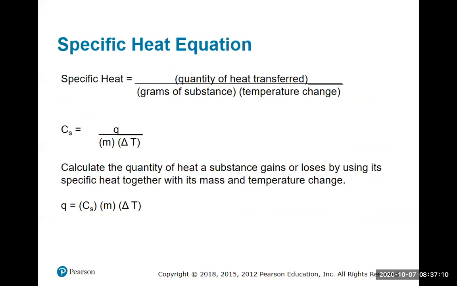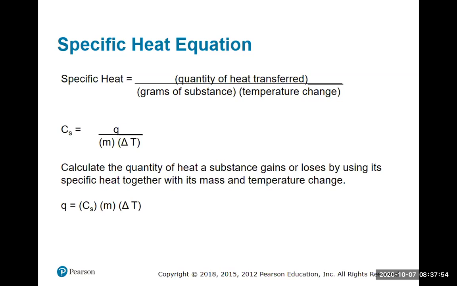So let's take a look at the specific heat equation in a little more detail. Specific heat, in this case, is the quantity of heat transferred divided by grams of substance divided by temperature change. So in formula form, that'd be Q divided by m over delta T. We can also rearrange that to solve for Q, the quantity of heat transferred. If we rearrange that equation, we get Q equals the specific heat times mass times delta T.